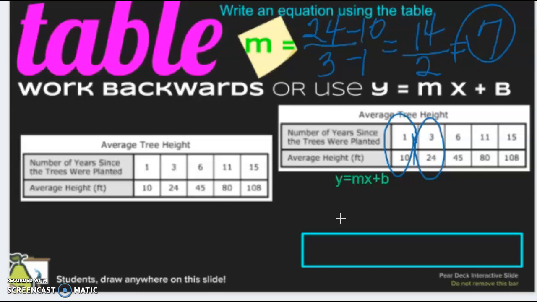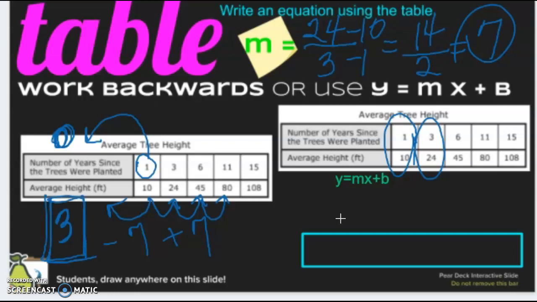Okay, so if we choose to work backwards, we want to know when x is 0, right? So if it starts at 1 and I'm working backwards to 0, if we're going this way, it's adding 7 every time, right? So if we go backwards, then it needs to subtract 7. So if I do 10 minus 7, I know at 0 years, it was already 3 feet tall. So here's my b. Okay, that's if you choose to work backwards. You do the opposite operation of whatever your slope is.